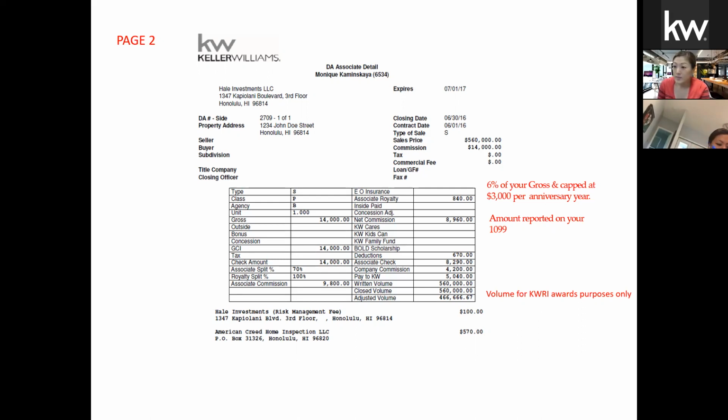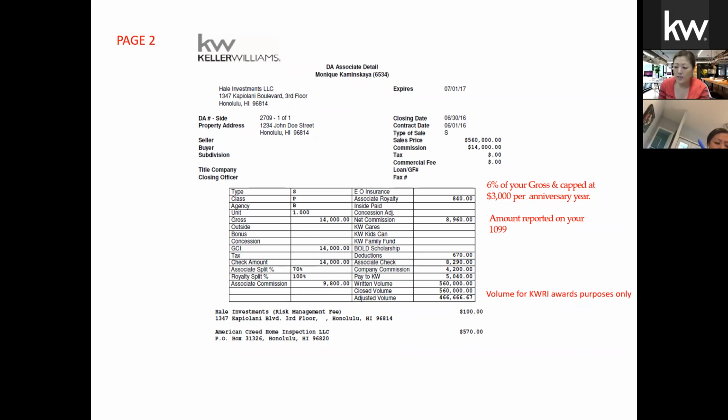So the net commissions is not necessarily the amount that you're going to receive from escrow. The check amount is not going to be the net commissions necessarily, because you might have other deductions. If you go down, you'll see deductions, and it says $670. That amount is any deductions that you instruct escrow to take out from your commissions to pay for your expenses, such as your TC fees.